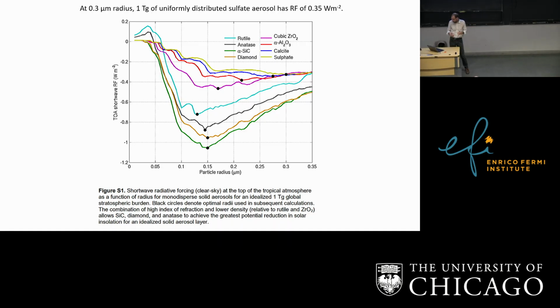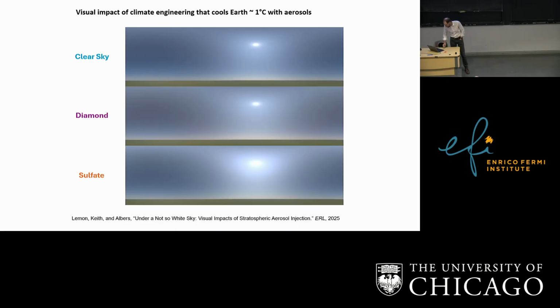You can also, from these same Mie-scattering calculations, answer the question of how the sky would look different if there were materials in it. So here's an example where my student Ansar Lemon has looked at how the sky would appear different if we were cooling it with aerosols, using different kinds of aerosols in different amounts.